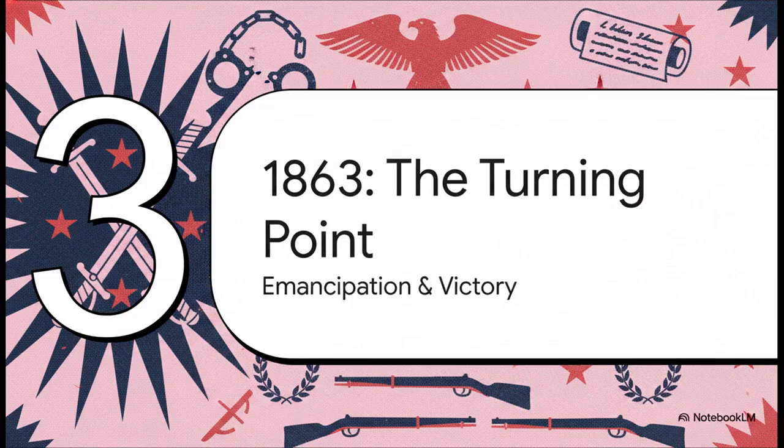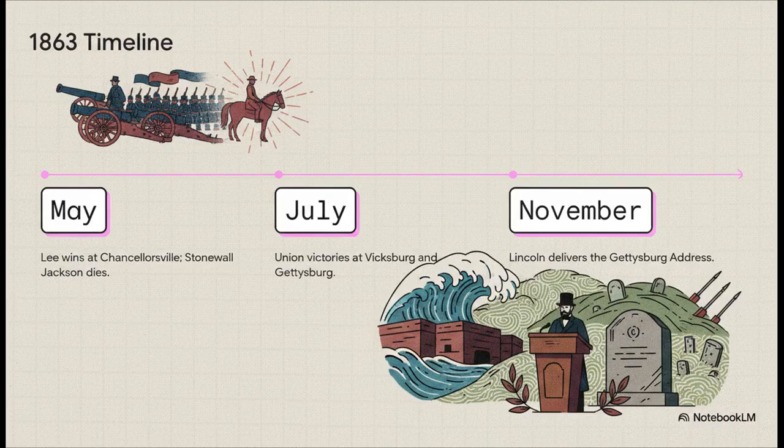Which brings us to Section 3, 1863, the great turning point. This is the absolute climax of the conflict. The year started with incredible historical weight. On January 1st, the Emancipation Proclamation officially took effect, declaring that enslaved people living in the rebelling states were now free. The war was officially a war for liberation.